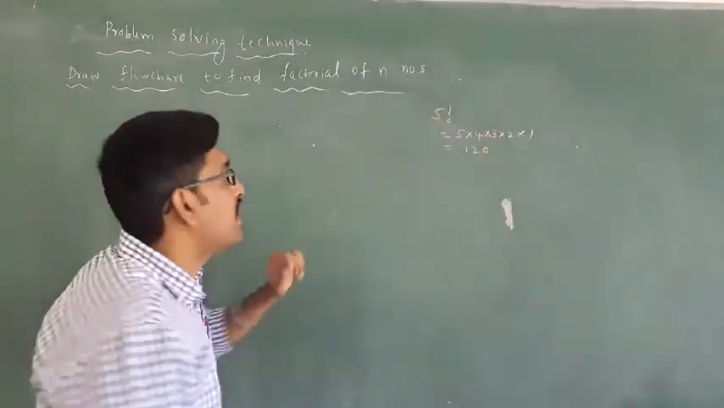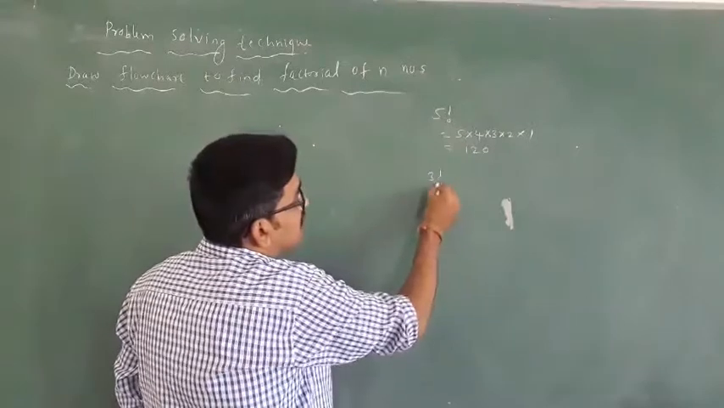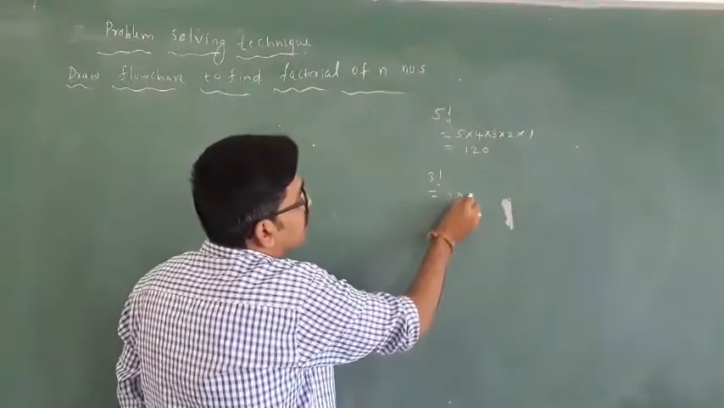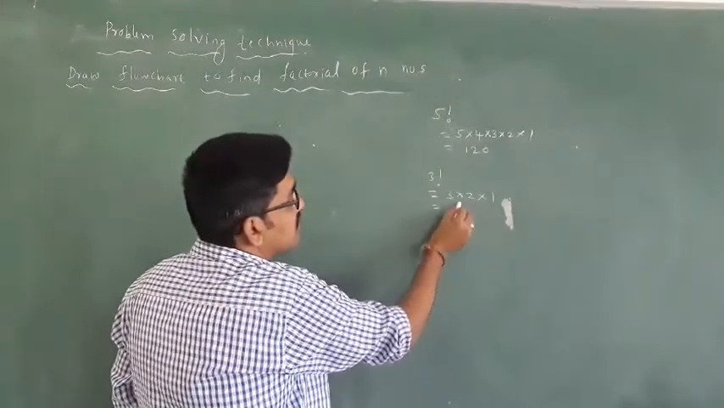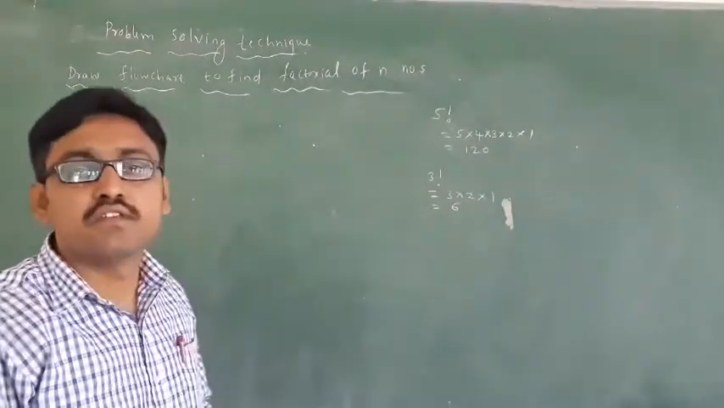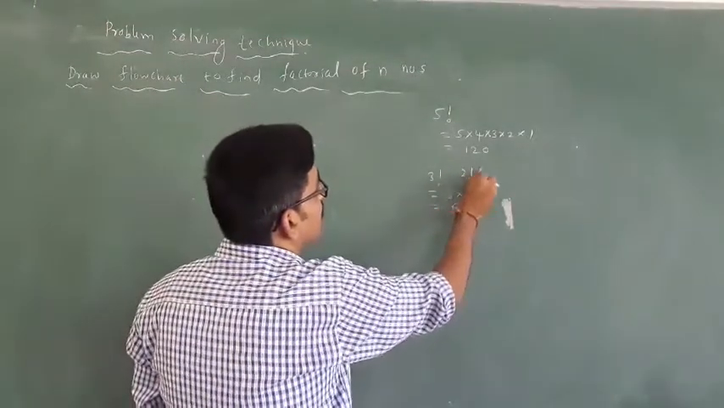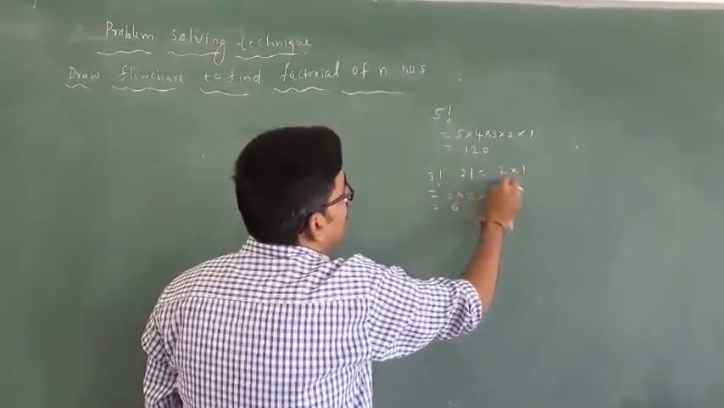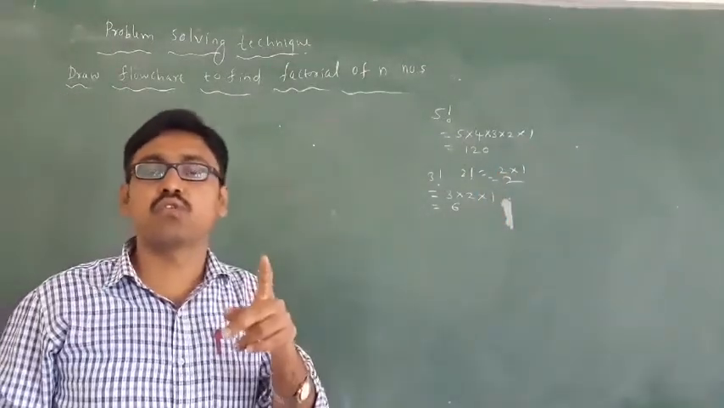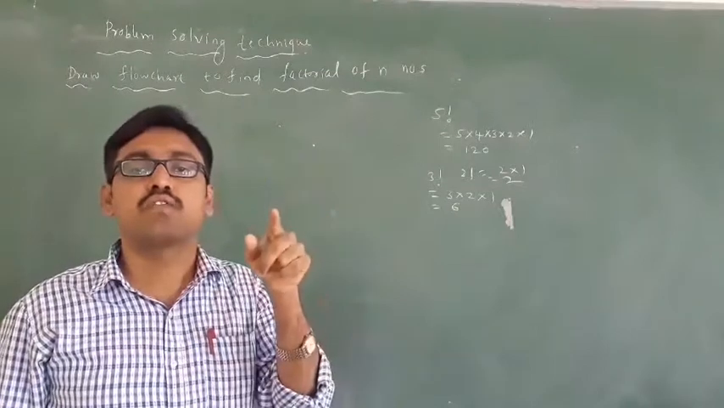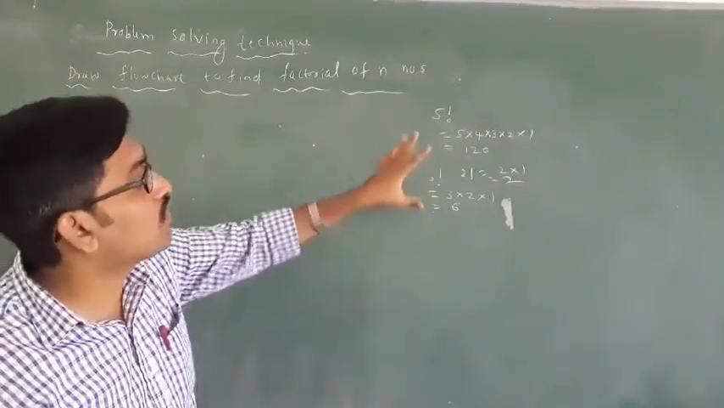Got it? For example, here I am given 3 factorial. What is the answer? 3 factorial means 3 into 2 into 1. 3 into 2 is 6. The answer is 6. For example, I am given 2 factorial. 2 factorial means 2 into 1. The answer is 2. You can give any number, and it gives the factorial value of that number. This is how to solve the factorial.